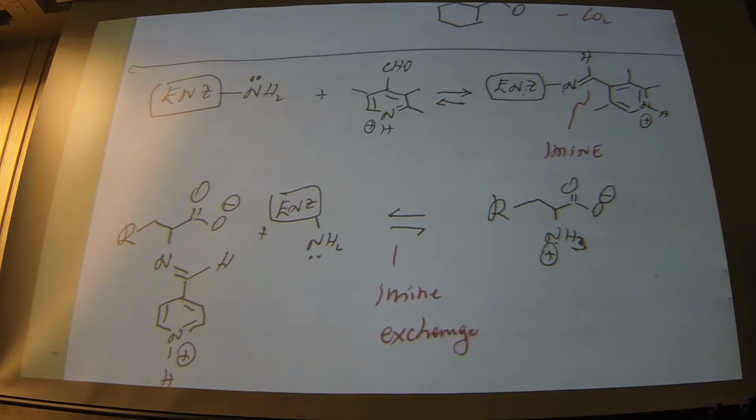Now, how did that happen? What had to happen in order to get that imine to flip over or to exchange? What was the first thing that had to happen? It's something that happens very fast and with low activation barrier. What is that? It's a common feature of a lot of these mechanisms.